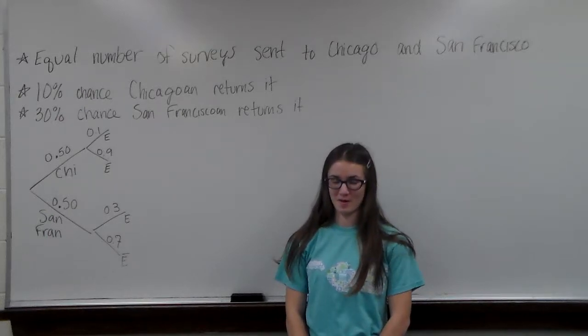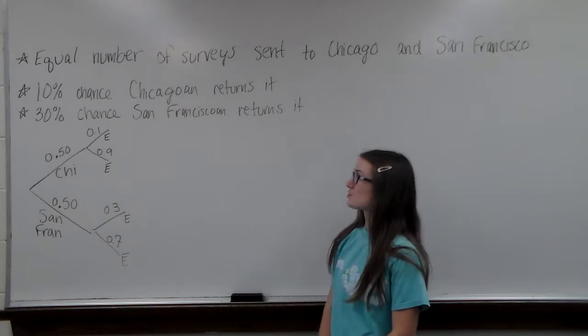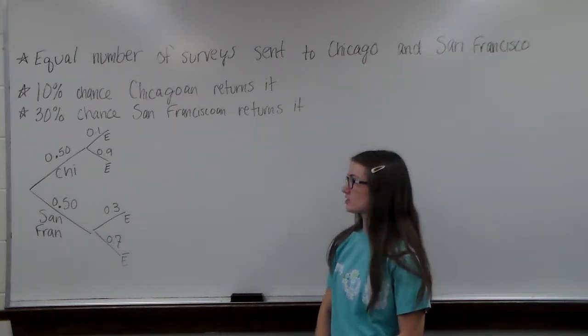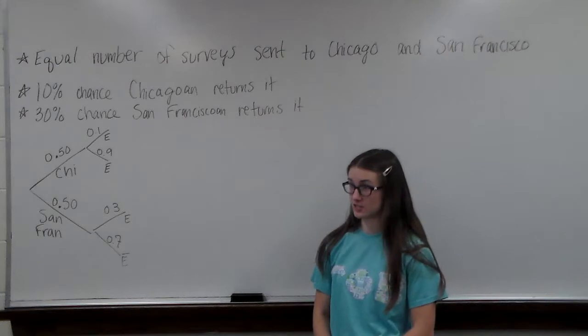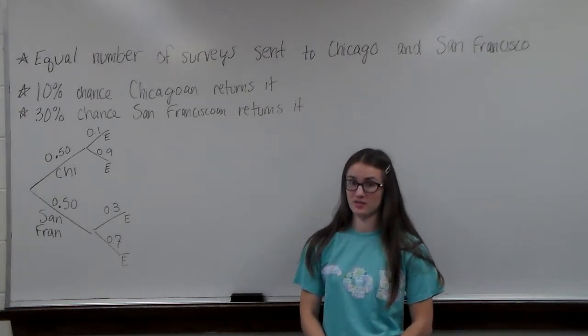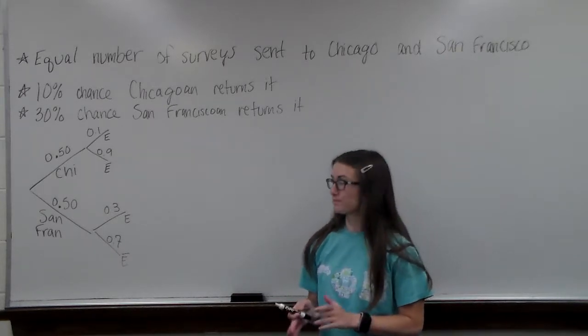This is the problem about the market firm sending surveys to Chicago and San Francisco. So we have an equal number of surveys sent to Chicago and San Francisco, and then there's a 10% chance that a Chicagoan returns a survey and a 30% chance that a San Franciscoan returns a survey. So this problem is asking us to find the probability that a person is from Chicago and returns a survey.